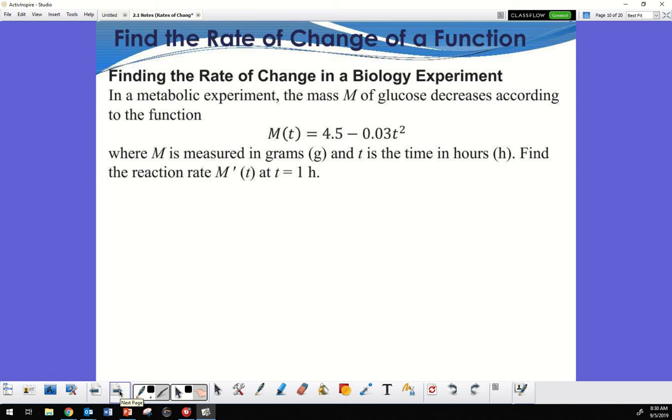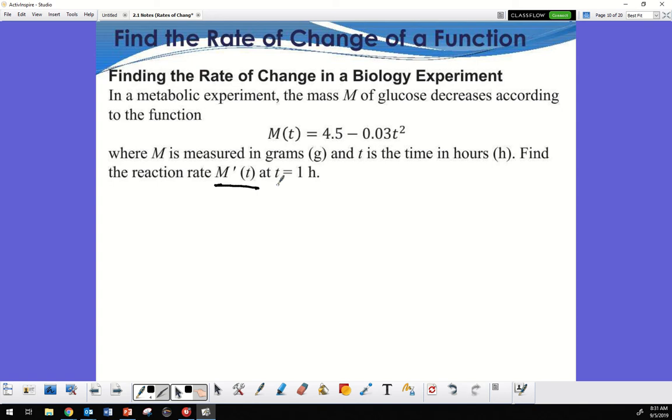Finding the rate of change in a biological experiment. In a metabolic experiment, the mass M of glucose decreases according to the function. We know that it is decreasing, and it's also a negative, right? M is measured in grams, t is time in hours. Find the reaction rate when t is equal to 1 hour.